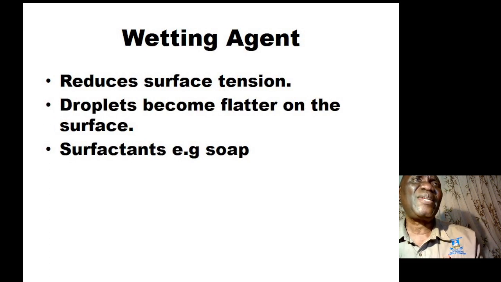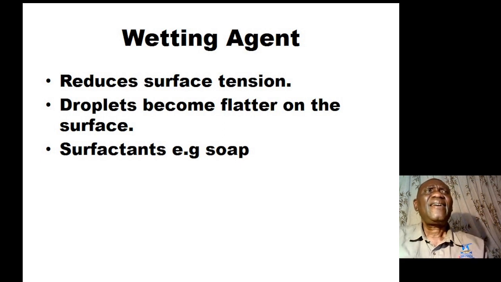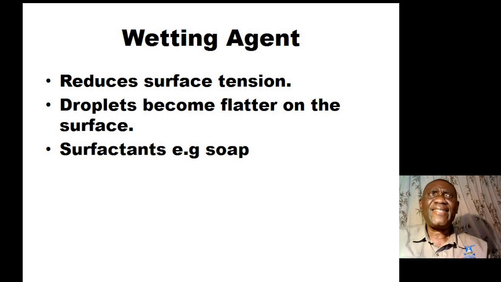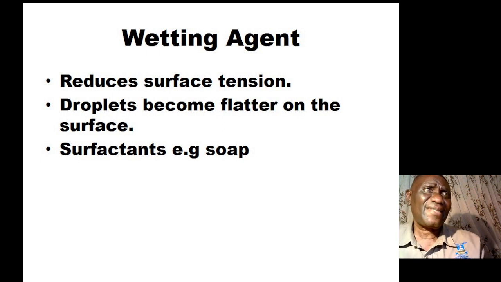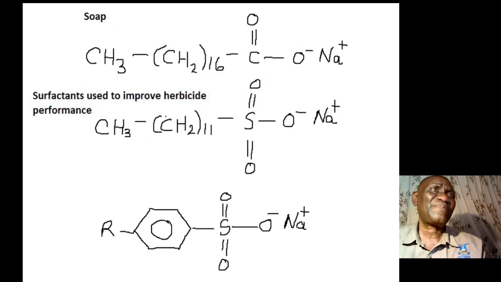For example, we need to put a wetting agent. You might have heard about wetting agents. They reduce surface tension. They flatten the droplets, which are circular in shape, so that they stay on the leaves. Surfactants, like soap, is a surfactant. So some products which look like soap could be used. I mean, this is the chemical nature of soap.